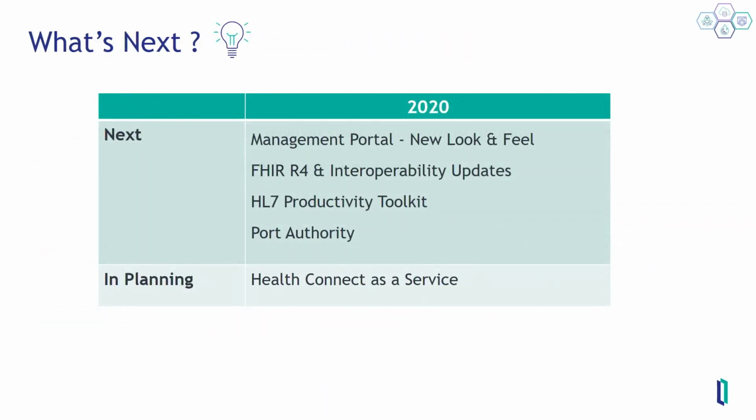So I've covered a lot of content for 2019, and the key thing to note here is that the main themes I talked about from 2019 are continuing on into 2020. Here is a list of the key notable items that you'll soon see in 2020. Most of these you'll see in the 2020.1 release of Health Connect, which is expected in Q1 of 2020. Things like FHIR R4 support and additional tooling for HL7 productivity.